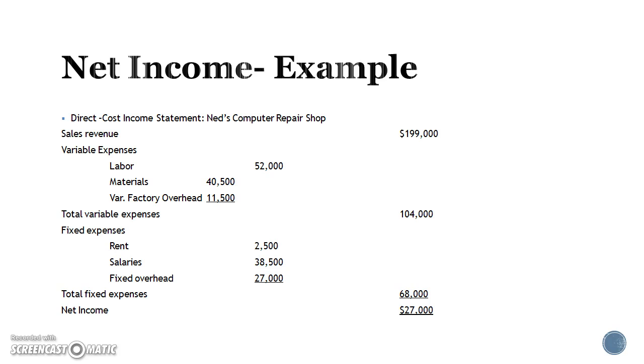Here's an example of a direct cost income statement for Ned's computer repair shop. You can take a look at his sales revenue minus his variable expenses, which include labor, materials, and a variable factory overhead. You can also include his fixed expenses, which would be rent, salaries, and a fixed overhead. In this particular case, the net income for Ned's computer repair shop would only be $27,000.